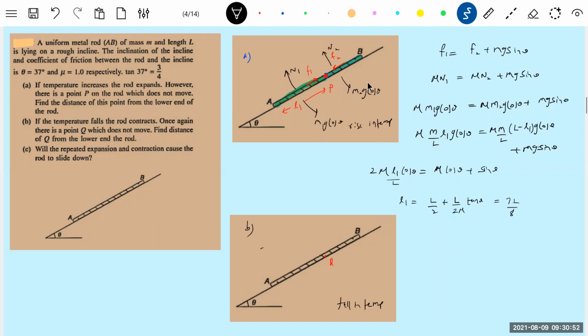Okay, now there's a point. If the temperature falls, the rod contracts. Once again, there is a point Q which does not move. Find the distance of Q from the lower end. Okay, we have to calculate this distance.